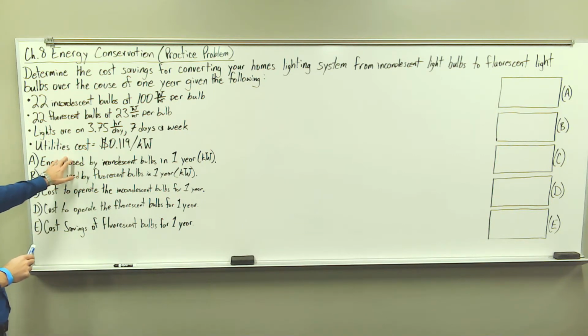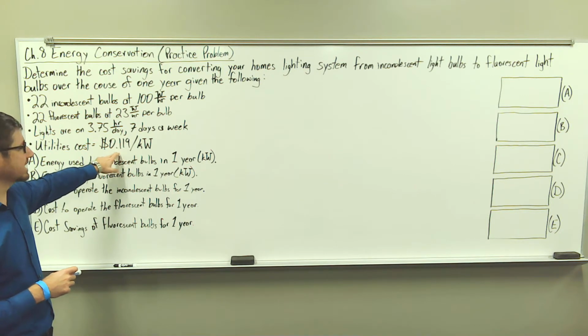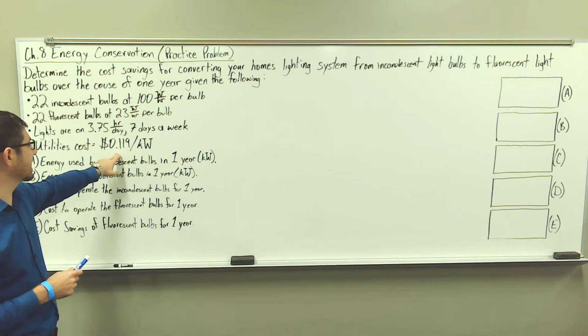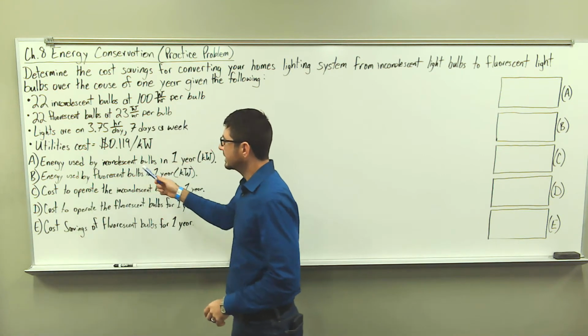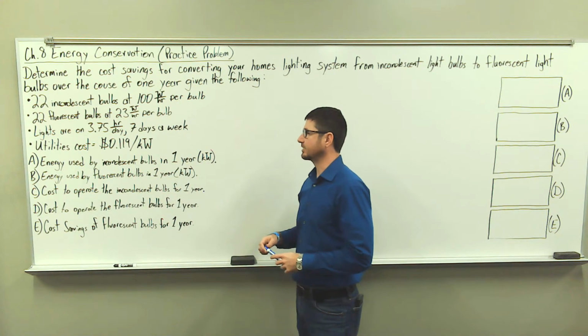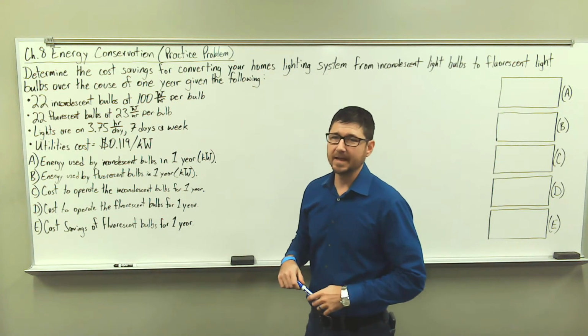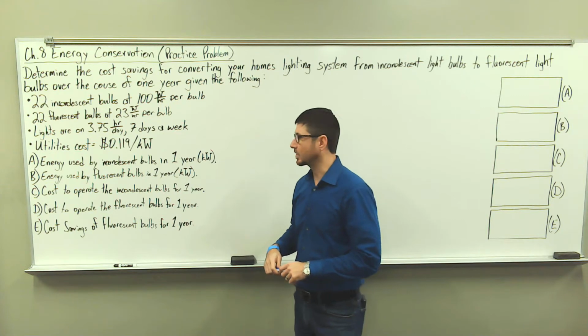And the utilities cost is 11.9 cents. So in decimal form for dollars, we have 0.119 per kilowatt. So on part A, it wants us to calculate the amount of energy used by the incandescent bulbs in 1 year. And the units they're wanting it in are kilowatts, okay?